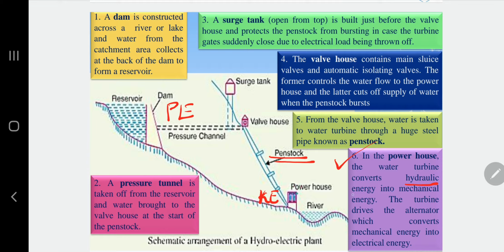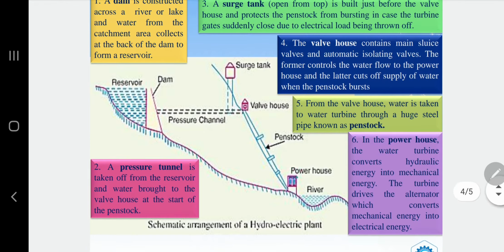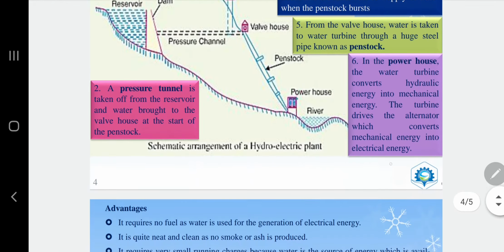That means the hydraulic energy is now converted into mechanical energy, and here itself is the alternator. The turbine is connected to the alternator via a shaft, and this alternator converts the mechanical energy into electrical energy. So this is the simple working as well as the schematic diagram of a power plant. These are the important blocks you have to study.